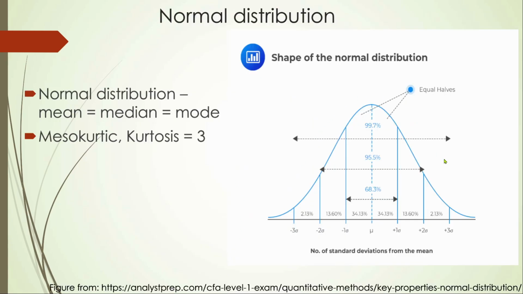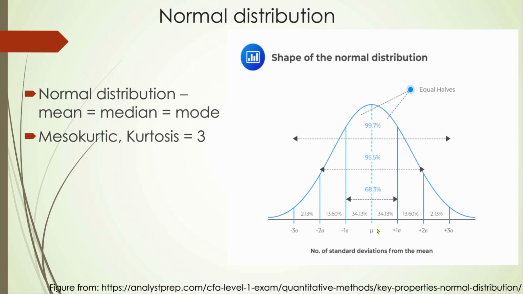So this is how a normal distribution looks like. It is a shape where the mean, median, and mode should be equal. We'll come to the definition of these measures later on. The shape of the distribution is mesokurtic with a kurtosis of 3.